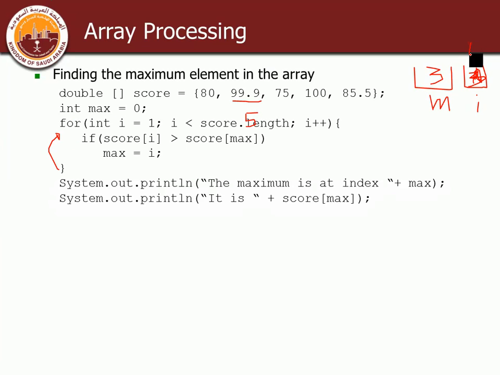I becomes 4. Is 4 less than 5? Yes. What is score 4? Is 85 greater than score 3? This is score 3. Is this greater than this? No, so I'm not doing anything. What's next? I becomes 5. Is 5 less than 5? No, we get out. We display the maximum is at index max. What is max? 3. It is score of max. What is score of max?